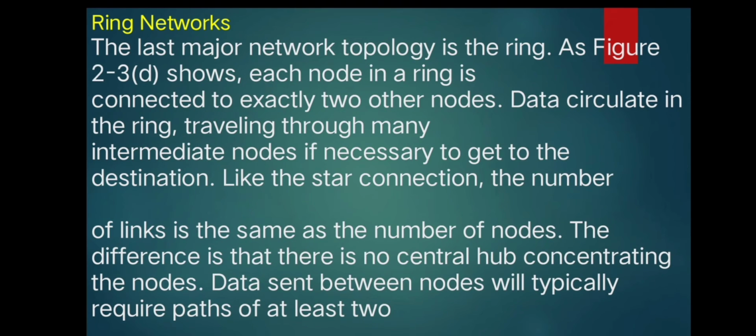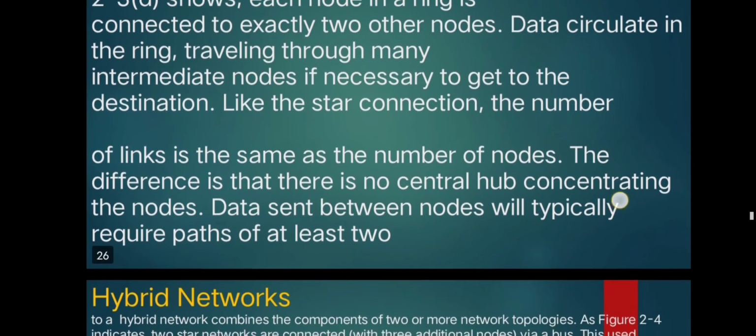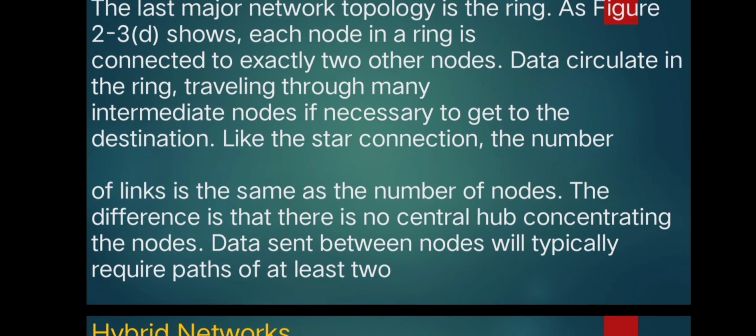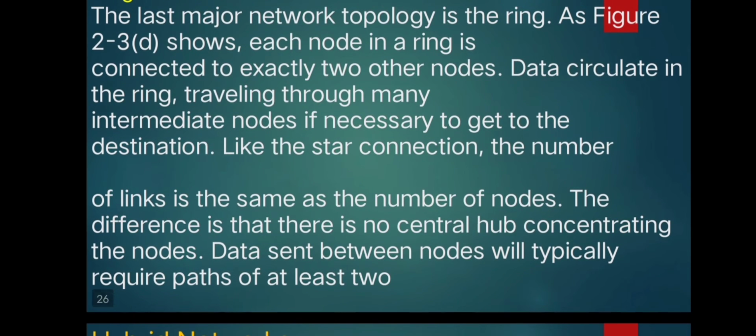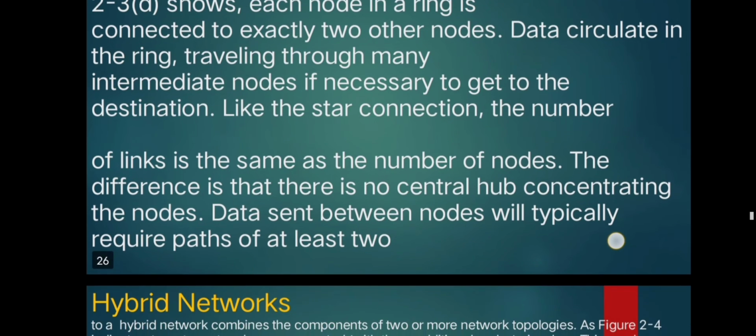Next is ring networks. The last major network topology is the ring. As figure 2.3 shows, each node in a ring is connected to exactly two other nodes. Data circulate in the ring, traveling through many intermediate nodes if necessary to get to the destination. Like the star connection, the number of links is the same as the number of nodes. The difference is that there is no central hub concentrating the nodes. Data sent between nodes will typically require paths of at least two.